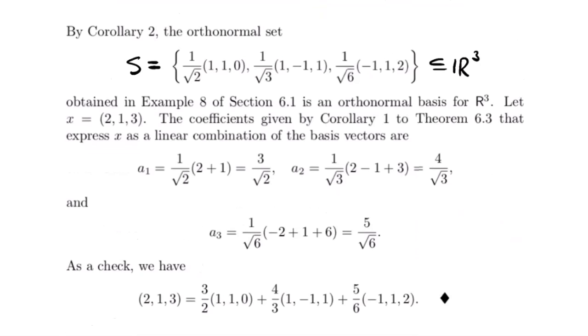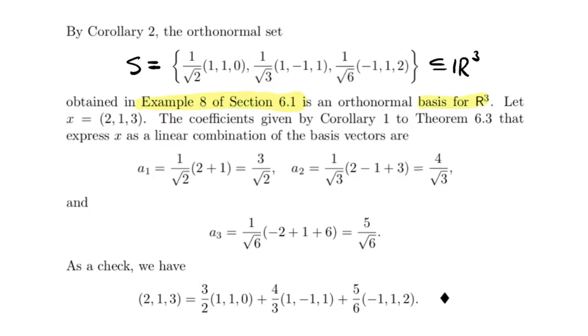So you can stop the video and check that out, or you can go back, as the author said, that it was worked out in example 8 of section 6.1. So it's an orthonormal subset of R3. Our corollary says it's linearly independent, so it's actually a basis. It's a basis for R3 because it's got the right number of elements in it and they're linearly independent. So it's an orthonormal basis.